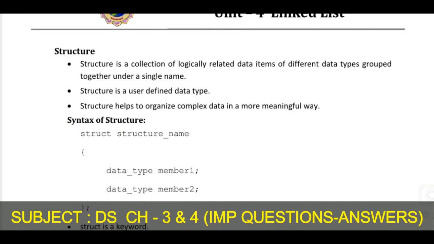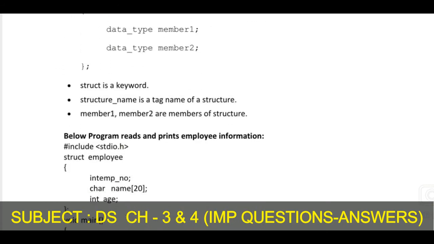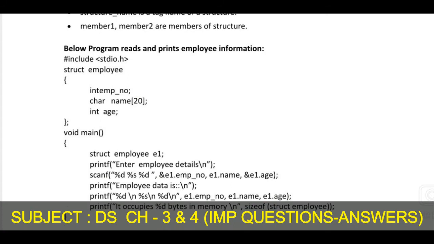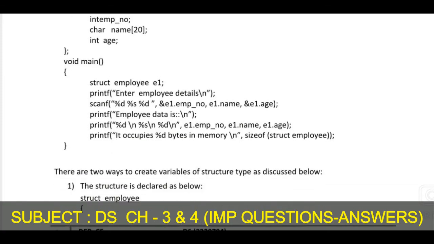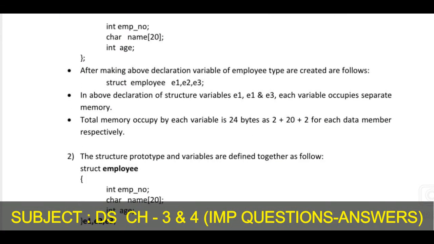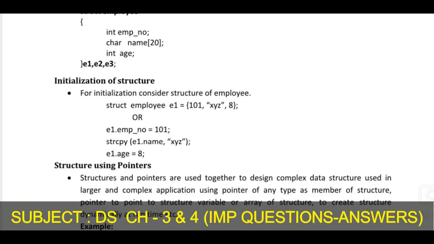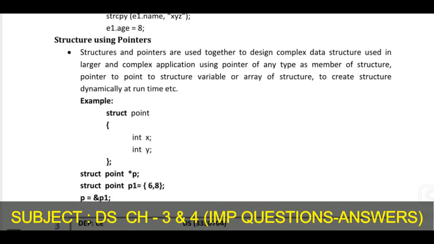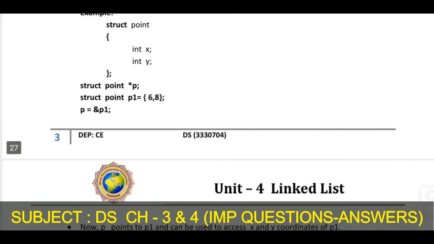Then structure is a very IMP concept for the GTU exam, and this one is a simple program to read and print employee information. So this one is an example using pointer and structure. Then here, initialization of structure using pointer concept.